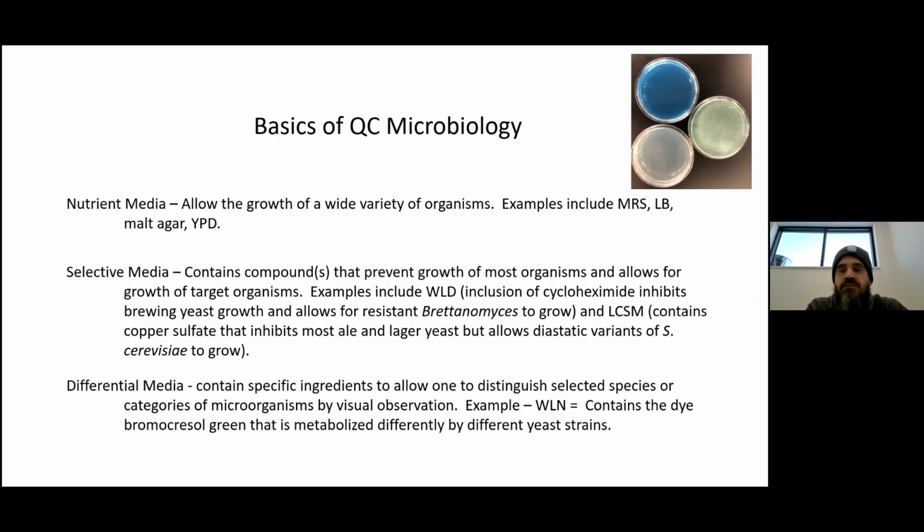Another example is LCSM, and I'll tell you a lot more about this towards the end, but you can use this to select for growth of diastatic S. cerevisiae. Strangely, the way this media works is it's got copper sulfate in it, and that inhibits the growth of most ale and lager yeast, but for some reason allows the growth of diastatic variants of S. cerevisiae. I say for some reason because copper has nothing to do with being diastatic.